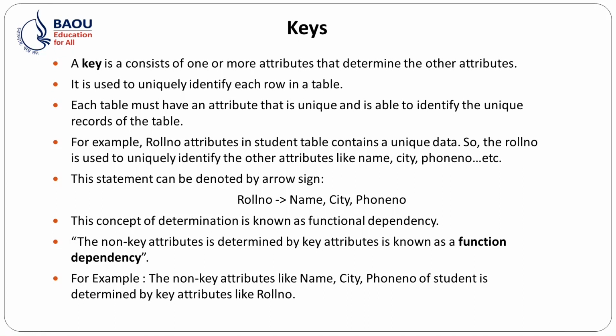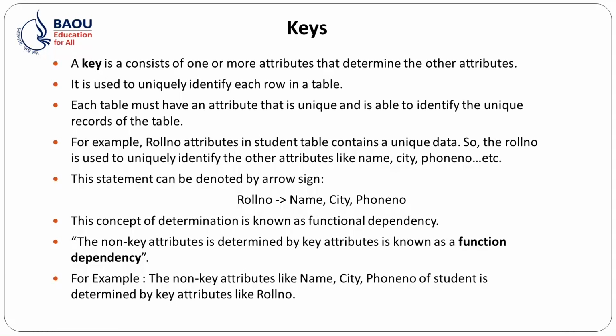This concept of determination is known as functional dependencies. A functional dependency can be defined as: the non-key attributes are determined by the key attributes. For example, the non-key attributes like name, city, phone number in a student table are determined by the key attributes like roll number. So we can say that the name, city and phone number are functionally dependent on the roll number.